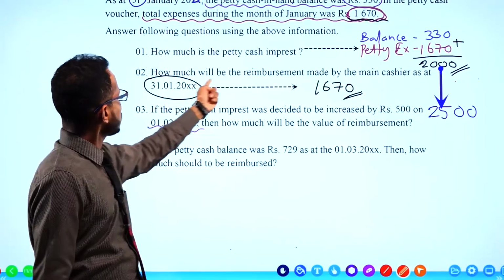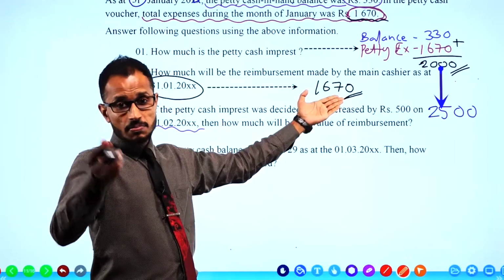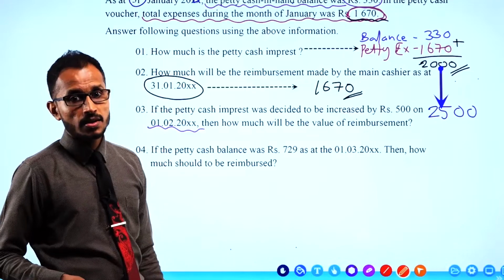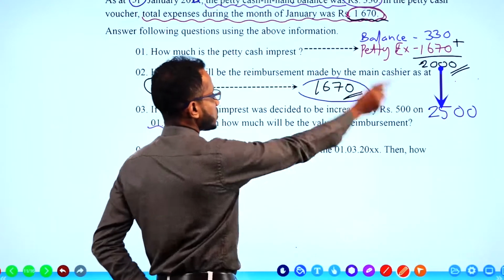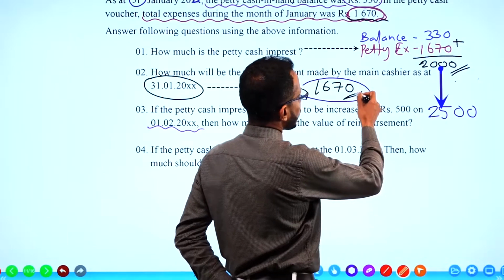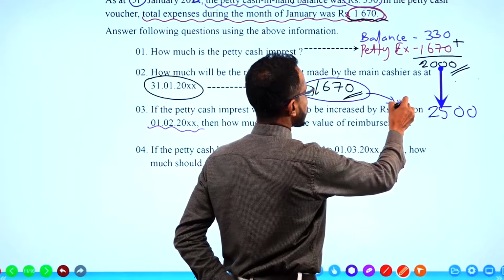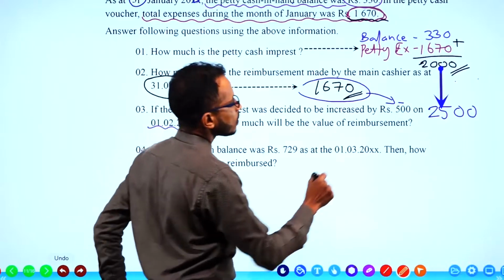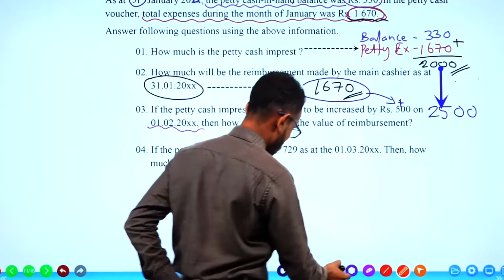Now, how much will be the reimbursement made by the main cashier when the original imprest amount was 2,000? It's 1,670 only. Now 500 will be increased. Then to this 1,670, you add another 500. You add another 500. Okay. Let's see how it works.